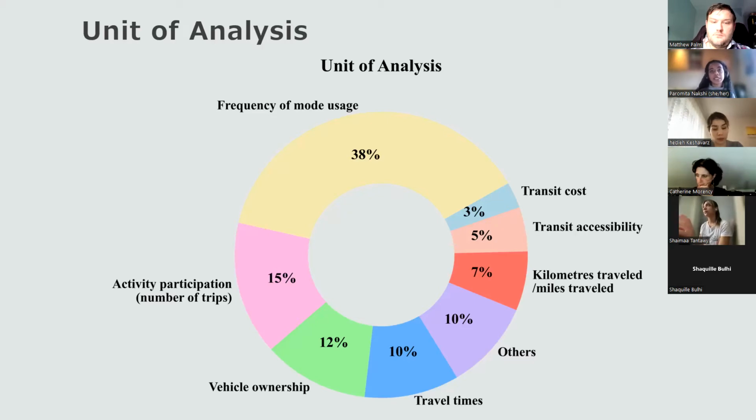Like, are they sharing cars more? Are they also using transit? People who have cars, are they also using transit sometimes, or are they not using transit at all? This type of frequency of mode usage came up quite a few times.